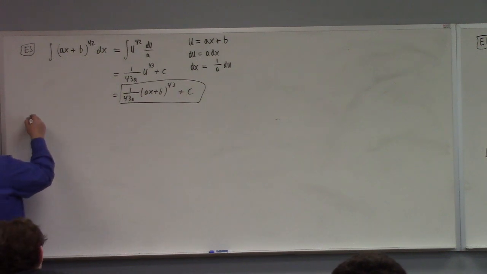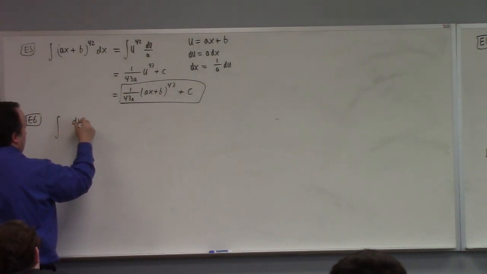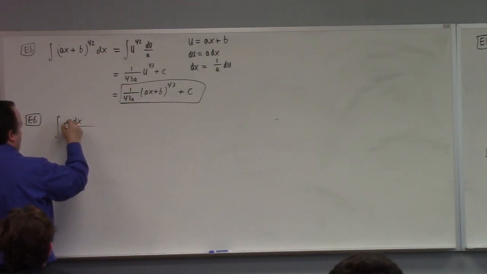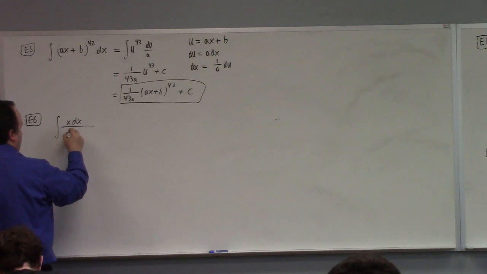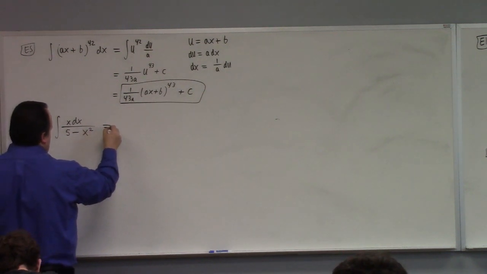Example 6. What if we're up against, let's say, the integral of x dx over 5 minus x squared, for instance?